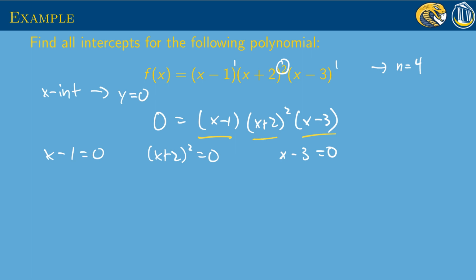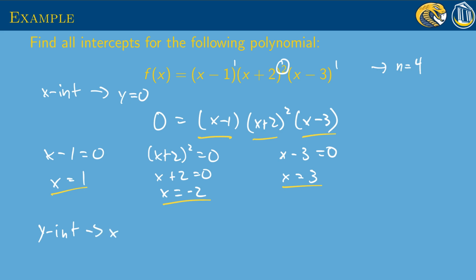Each of these produces its own x-intercept. X equals 1, x plus 2 equals 0, so x equals negative 2, and finally x equals 3. Although I said we could have up to 4, this one has in fact 3 x-intercepts.